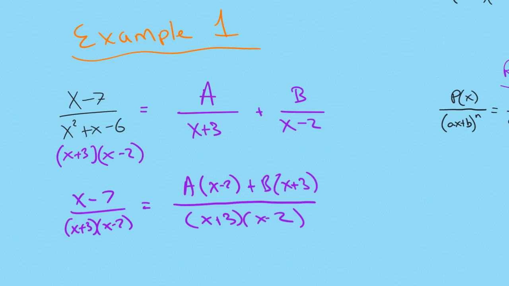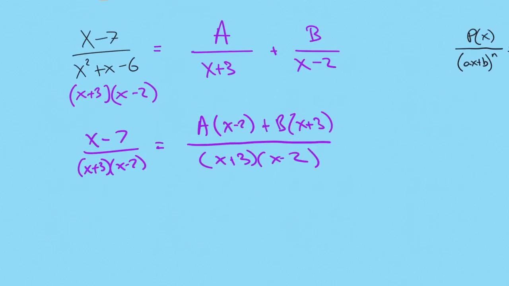And so I create this situation where the denominators are equal to each other. They're the same exact thing. So in order for this fraction on the left to be equal to the fraction on the right, the numerators have to be equal. So I can basically ignore the denominators now and deal only with the numerators. So I have on the left x minus 7 equals, and on the right, I'm going to distribute this out. So I get ax minus 2a plus bx plus 3b.